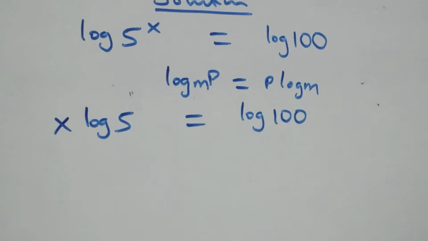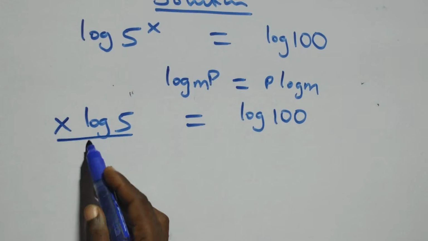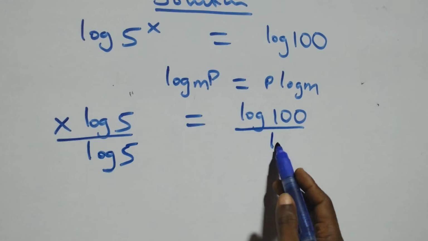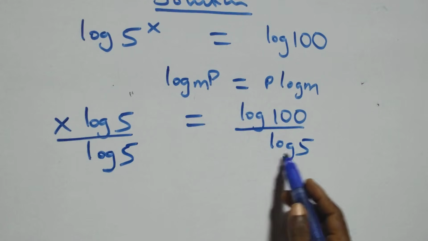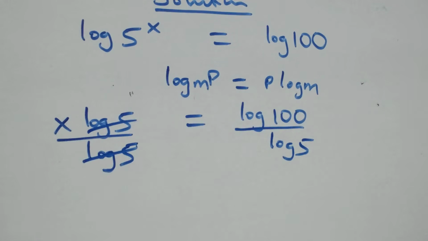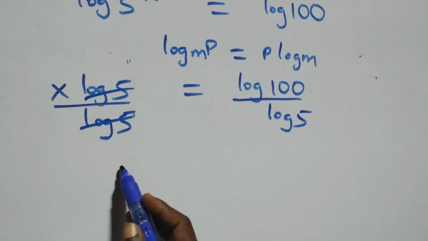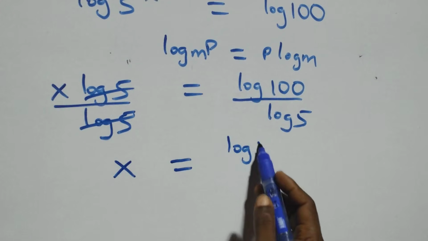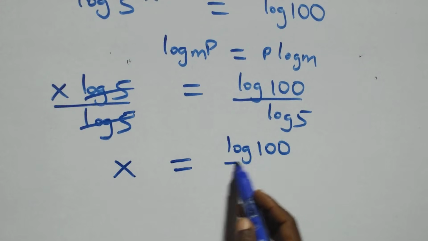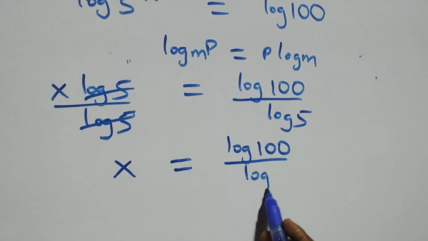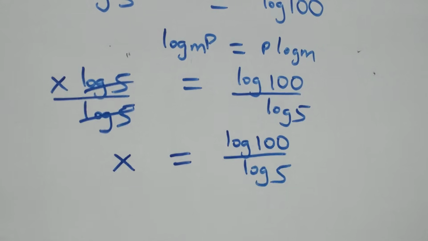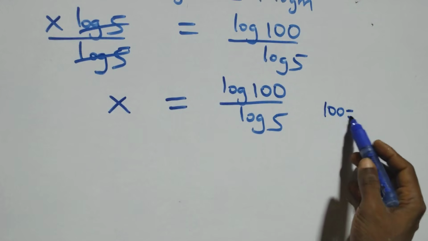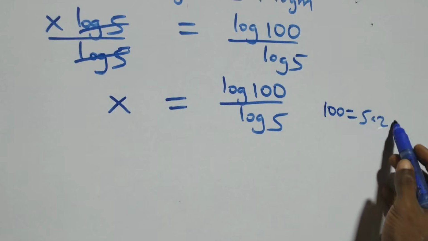Then here we divide both sides by log 5. Divide this side by log 5, also divide this side by log 5. Here log 5 cancel each other, and we have x equals log 100 over log 5. Next step, we can express 100 as 5 times 20.